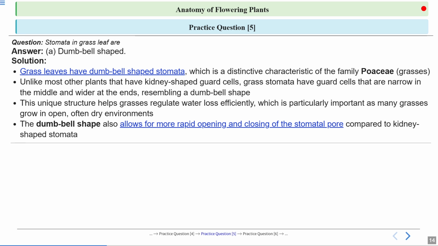Yes. See, with the explanation, we get more and more information. This question was quite an easy question. But if you see the explanation details, you will get more facts about it. Like this fact is very important. The dumbbell shape allows for more rapid opening and closing of the stomatal pore compared to the kidney shaped stomata, right? Okay, let's move to the next question.